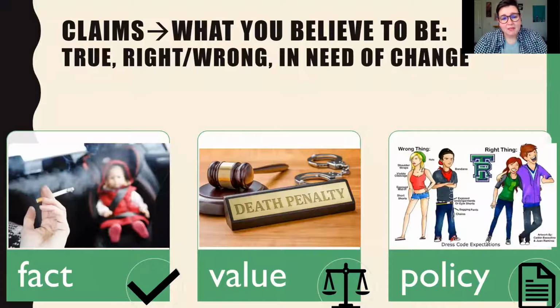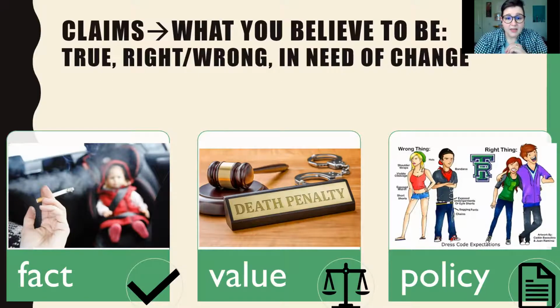A claim of value has to do with these scales of justice in terms of what we believe to be right or wrong, moral or immoral. So topics like abortion, the death penalty, these are classic hotbed propositions and claims of value. So when we make a claim of value, we are arguing that something should be done, something should change because it is immoral, because it is right or wrong, and it appeals to that collective sense of values.